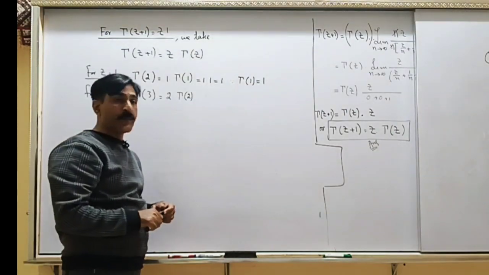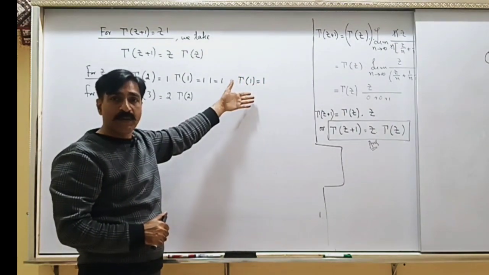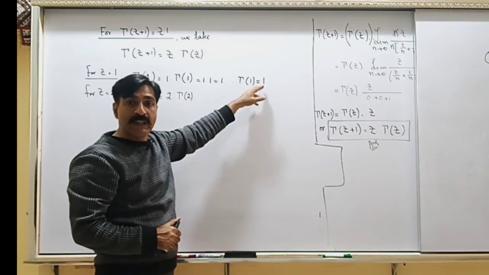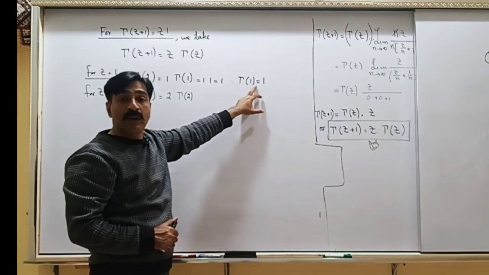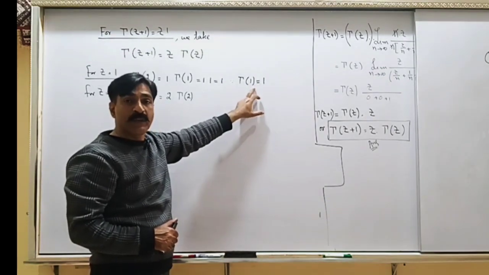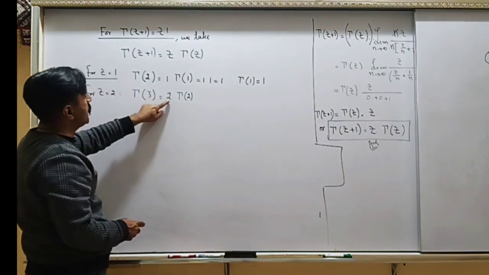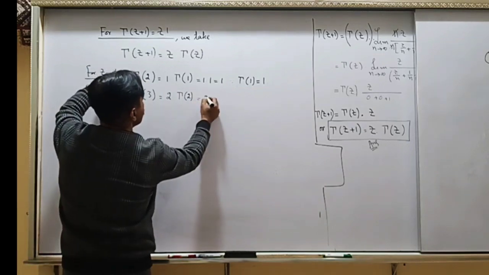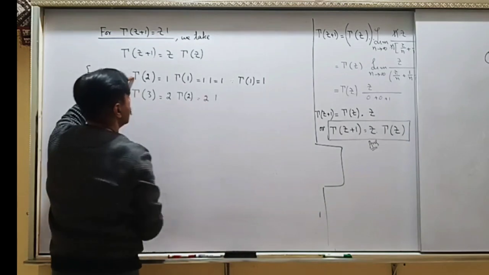Gamma 1 we already know is 1. In lecture number 1 we proved from the definition of Euler in the form of infinite limit that gamma 1 is 1. If you don't understand this, you should look at my lecture number 1 on the gamma function. Now this is gamma 3, this is 2 into gamma 2, and gamma 2 is 1, so it is 1.